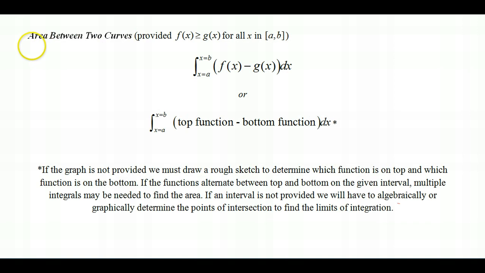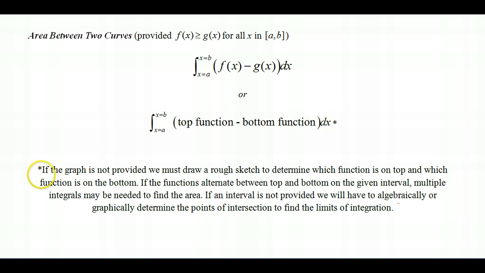Now to look at the formula a little bit more formally for the area between two curves, provided that f of x is always greater than or equal to g of x for all x in the interval from a to b. So the formula is the integral from x equals a to x equals b of f of x minus g of x dx, or the integral from x equals a to x equals b of the top function minus the bottom function with respect to x.